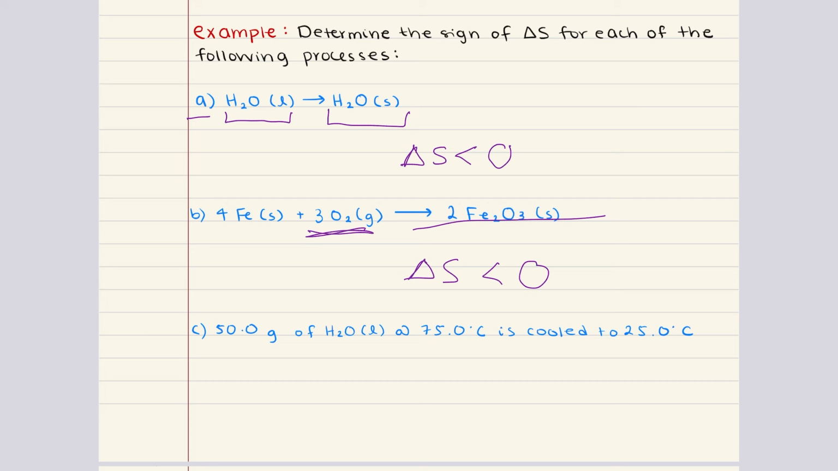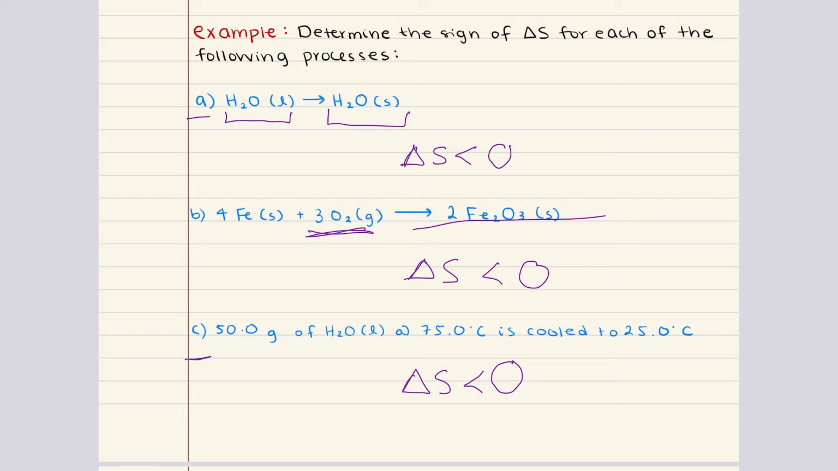Finally, part C says 50 grams of liquid water at 75 degrees Celsius is cooled to 25 degrees Celsius. We said that for a given substance, if the temperature increases, then the entropy increases. Now, the opposite is true. If temperature decreases, then entropy also decreases. And that's what's happening in this scenario. So delta S is going to be less than 0.